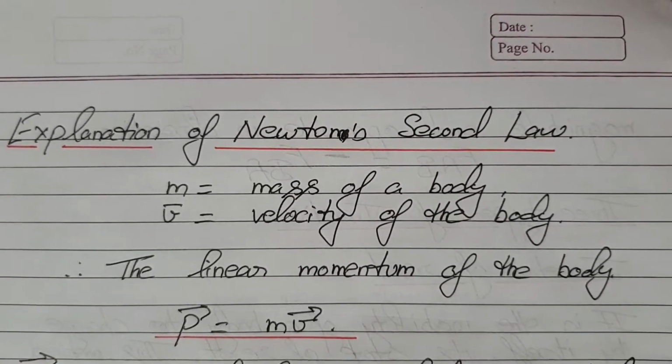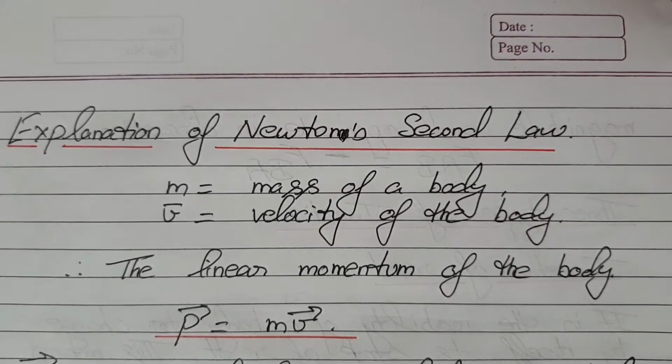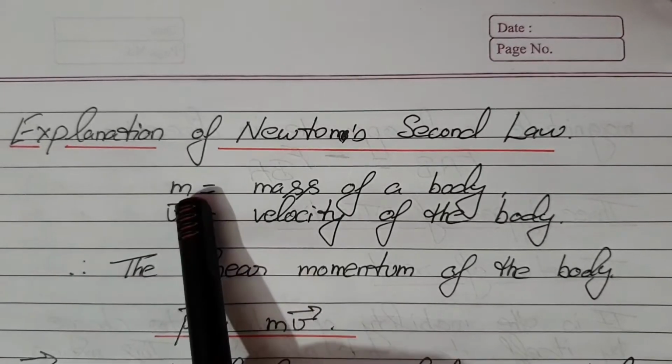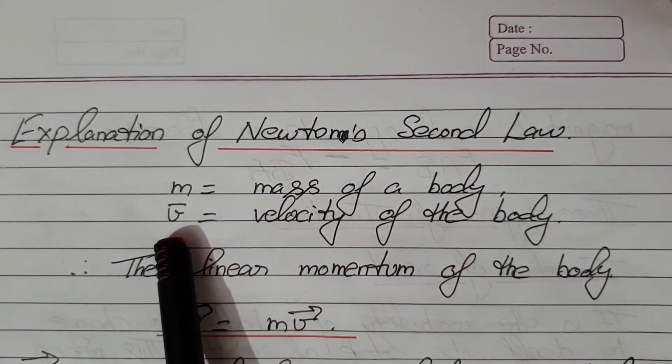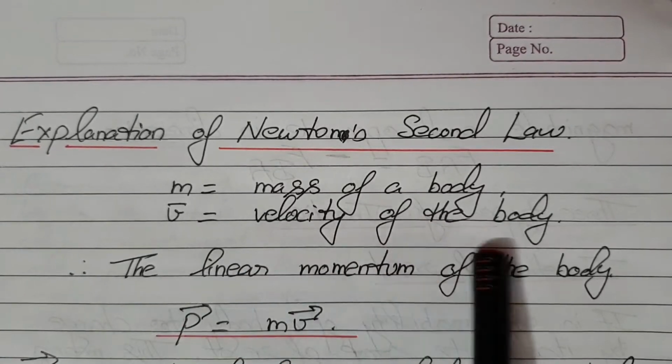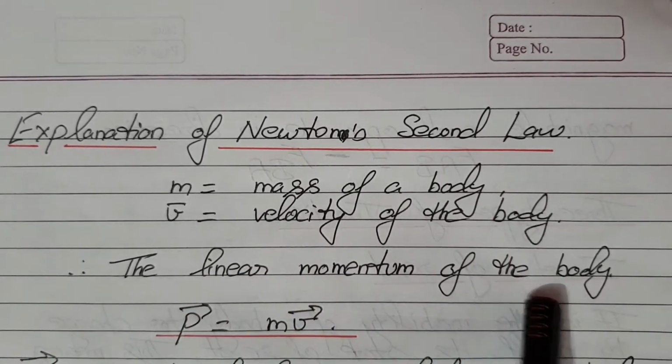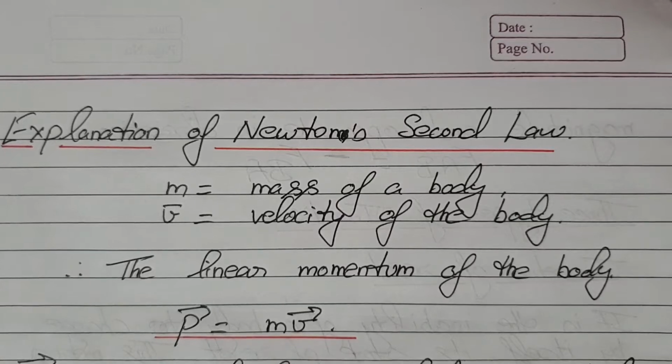Explanation of Newton's second law. We all know that according to Newton's second law of motion, the rate of change of linear momentum of a body is directly proportional to the external force applied on the body, and this change takes place always in the direction of applied force. Now take m as the mass of the body, and consider v as the velocity of the body. The linear momentum of the body is p, that is m into v.